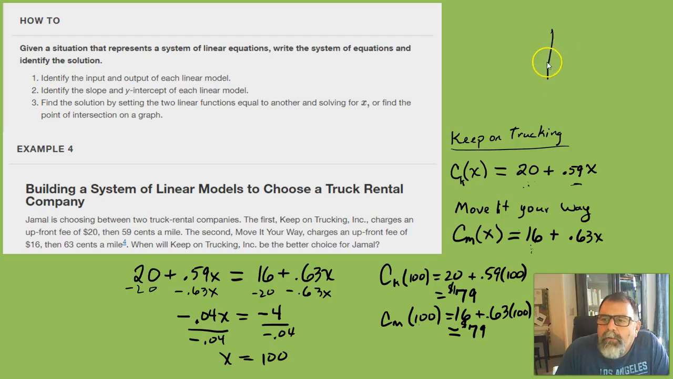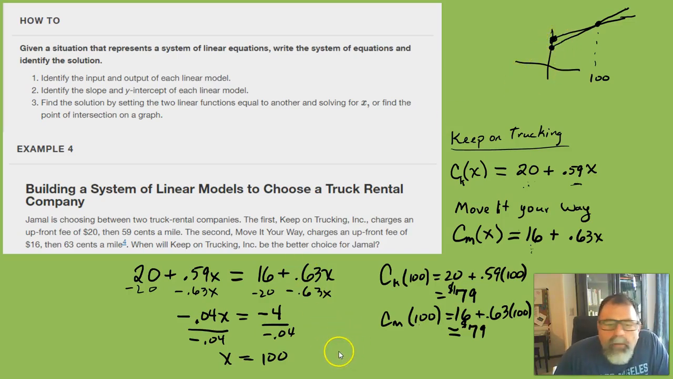So if I were to do an XY axis, Keep On Trucking would be starting at 20 and go like that, and Move It Your Way would be at 16, and they intersect here. So this is 100, so anything that's more than 100, Move It Your Way is going to cost more, and Keep On Trucking is going to be cheaper. But if it's less than 100, it's the other way around. Keep On Trucking is going to be more expensive, and Move It Your Way would be cheaper.